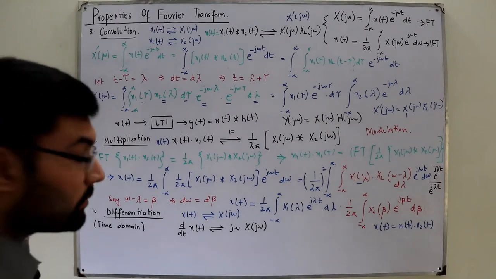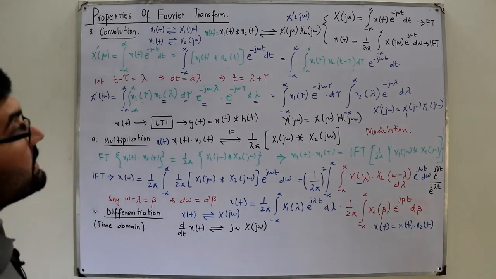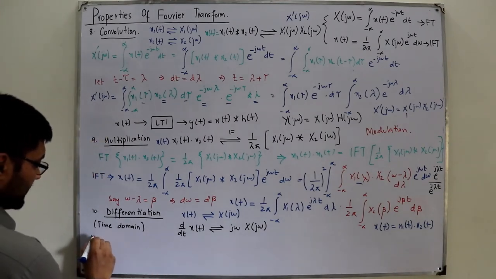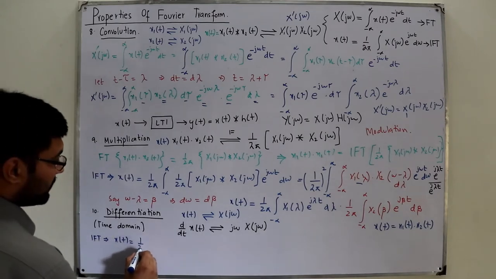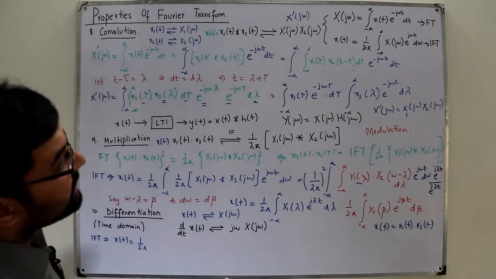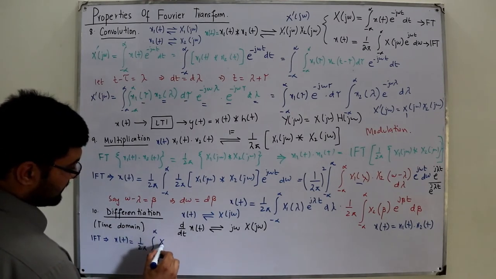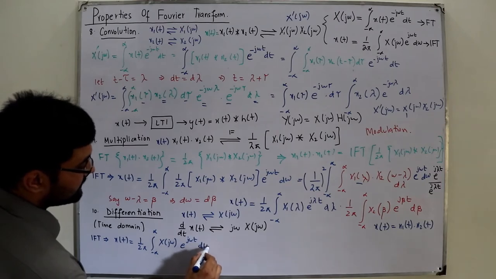Okay, let's prove this now. So you have x of t equal to that particular thing, the inverse Fourier transform. Let's say I take the inverse Fourier transform relation, and that implies that my x of t is equal to 1 upon 2 pi, 1 over 2 pi, then you have negative infinity to positive infinity, x of j omega, exponential of j omega t d omega.